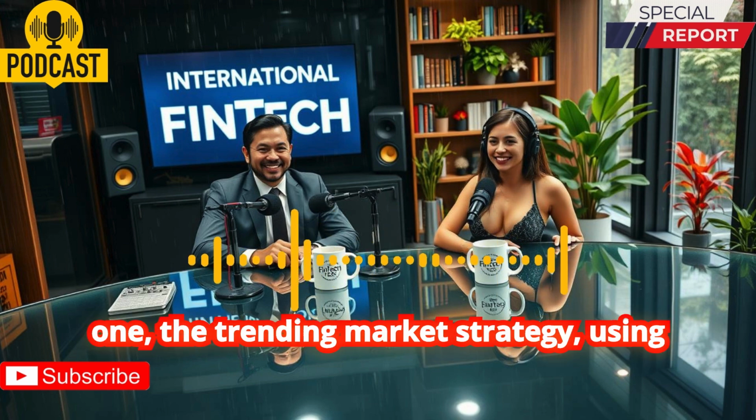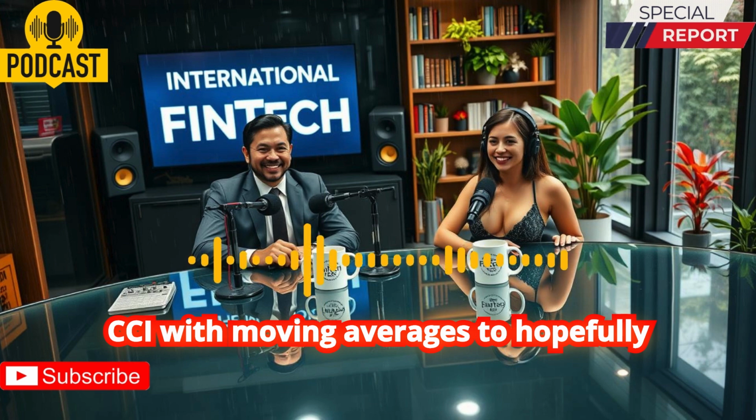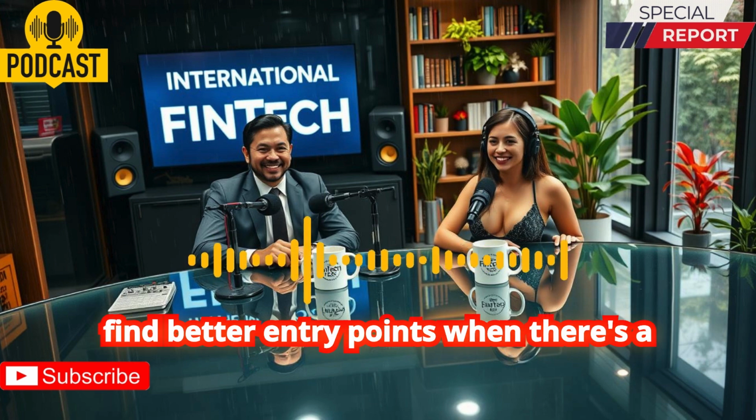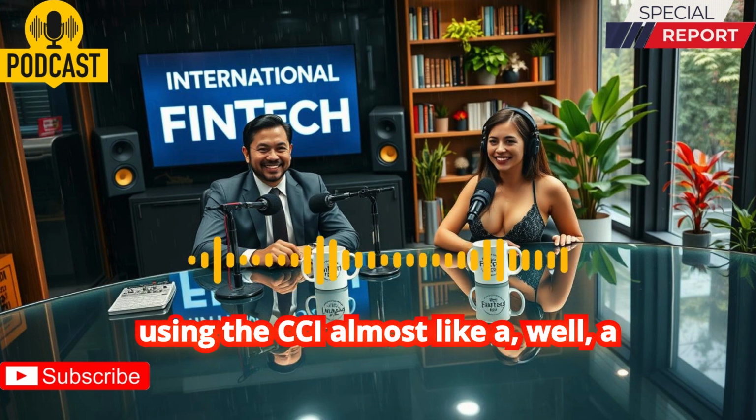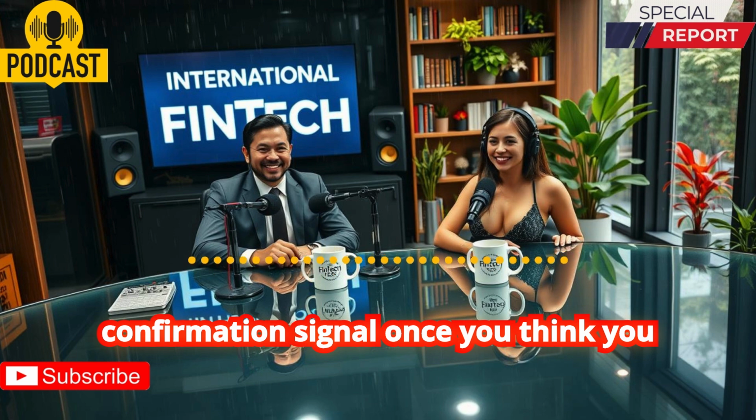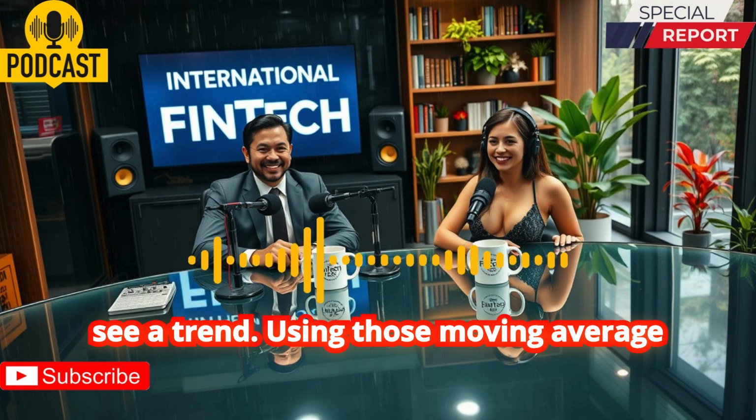Let's start with the first one, the trending market strategy, using CCI with moving averages to hopefully find better entry points when there's a clear trend. The basic idea is using the CCI almost like a confirmation signal once you think you see a trend using those moving average crossovers. It's about finding confluence. Precisely.